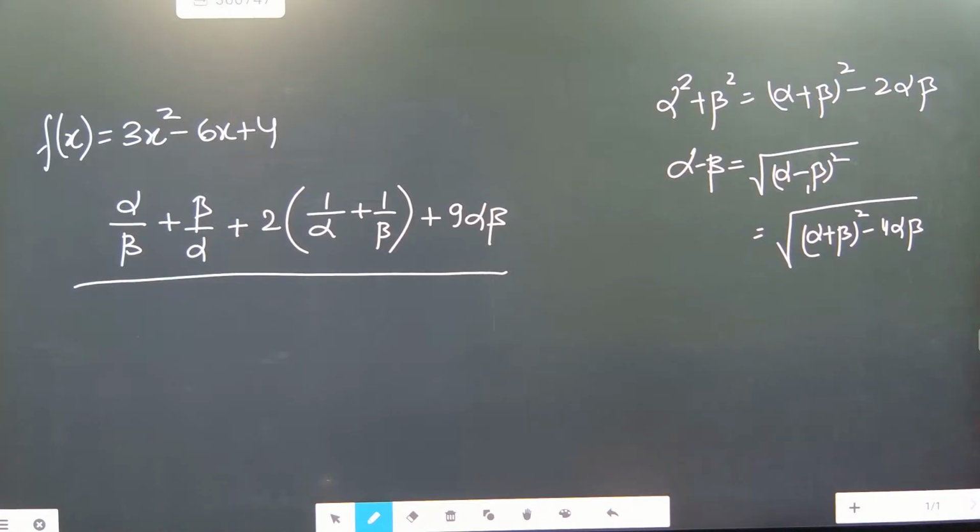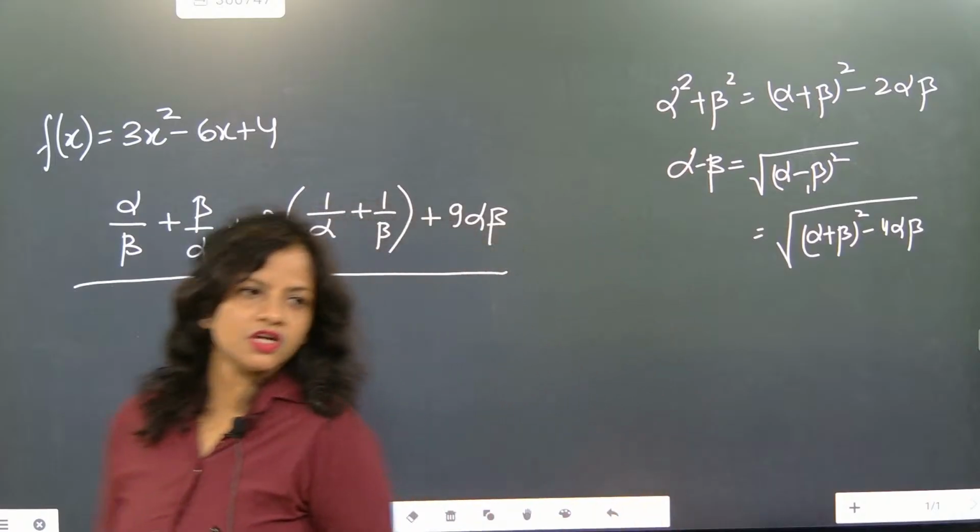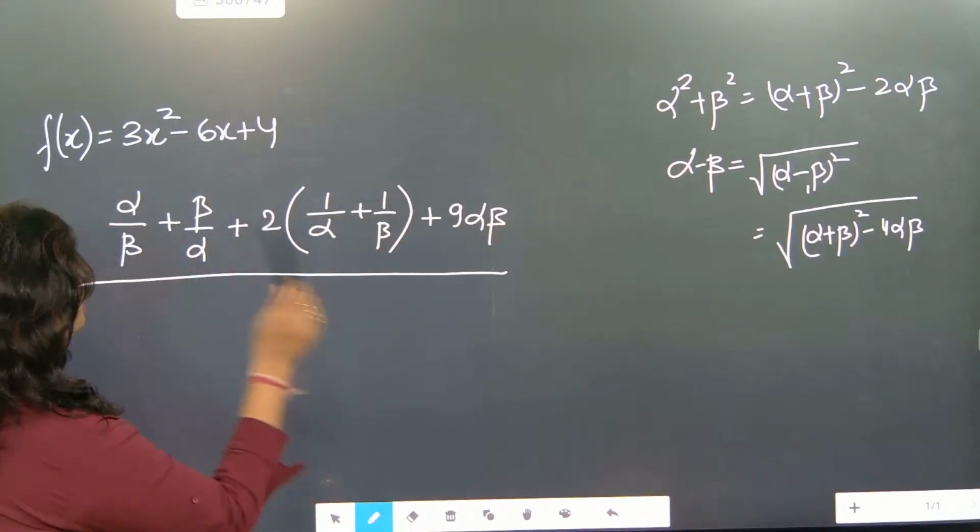So these are the two formulas. Other than that, nothing big is there. They will not ask big questions. So these are the two most important parts.